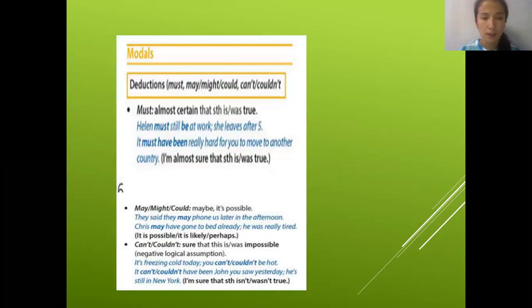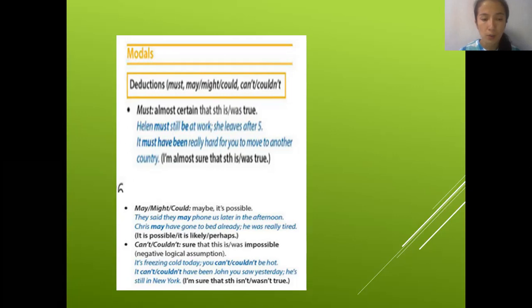Modals of deduction: must, may, might, could, can't, couldn't. Must: almost certain that something is or was true. Helen must still be at work. She leaves after 5. It must have been really hard for you to move to another country. I'm almost sure that something is or was true.